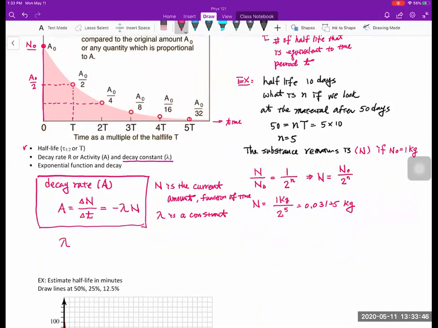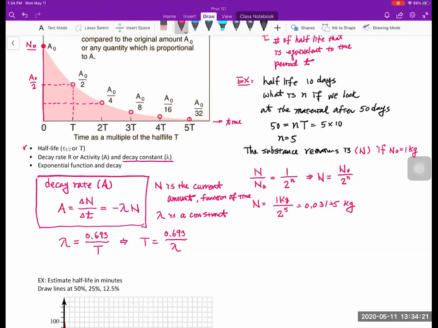Well, lambda is equal to 0.693 over half-life. Or you can also say, if you know the half-life, you use 0.693 divided by the decay constant, and that will be equal as well. So these two are the same thing. As somebody told you, lambda times T is equal to 0.693.